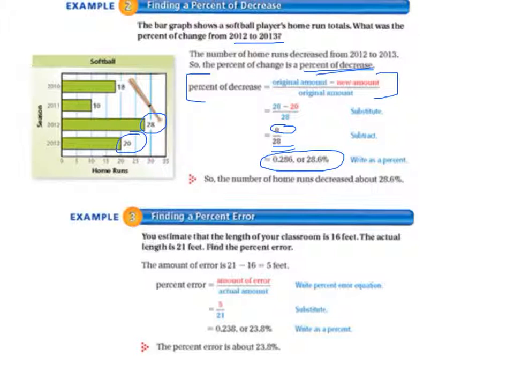0.286, and you write it as a percent, so it's 28.6%. So the number of home runs decreased about 28.6%.